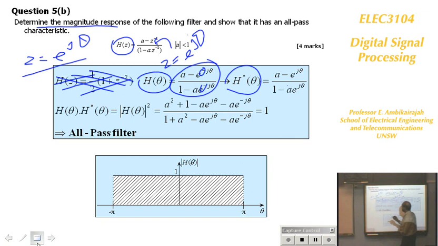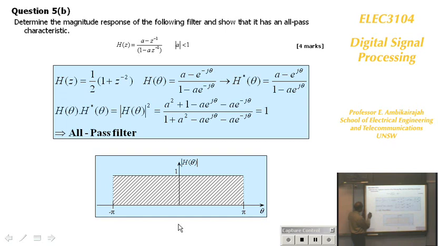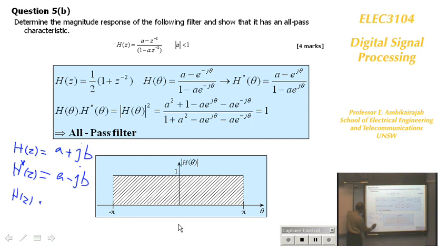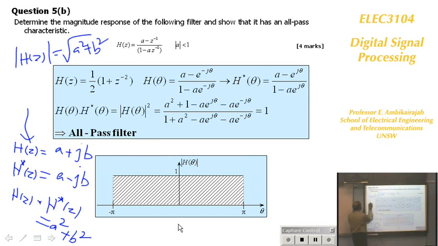Now if you multiply this one and this one, we can show it will be modulus H(theta) squared. Do you want to know how? Let me try this one. How is it going to work out? Let's say I have got a complex number H(z), which is a plus jb. Then I take the conjugate of that, which becomes a minus jb. If I now multiply H(z) by H(z) conjugate, I will get a squared plus b squared. And what is the modulus value in that? Mod H(z) is the square root of a squared plus b squared. So mod H(z) squared is equal to a squared plus b squared. So that's what I'm getting. If I multiply these two, I get modulus H(z) squared, or H(theta) squared.